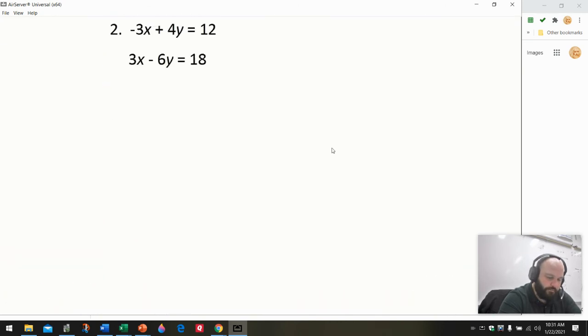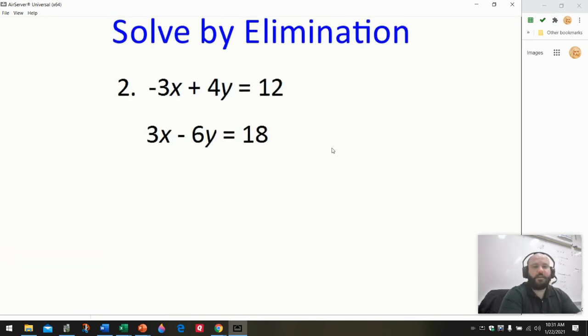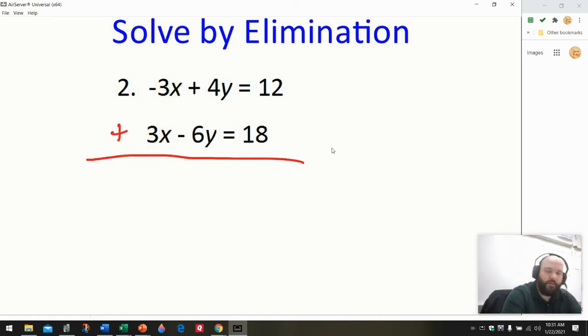So let's try another one. So same thing. We have two equations. They are both in standard form. And we want to eliminate one of the variables to solve for the other variable. So looking at this system, you can see the x ones are going to be the ones that are the same number, but one is a negative and one is a positive. So what that means then is if I do add those up, they will eliminate.